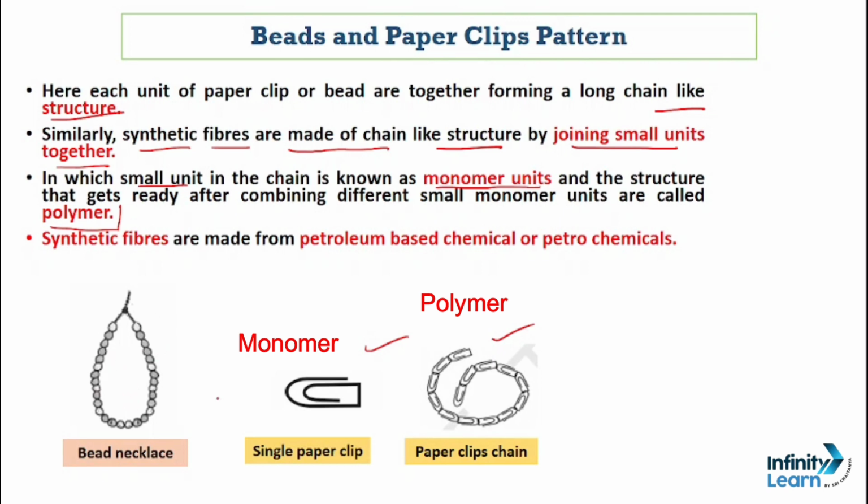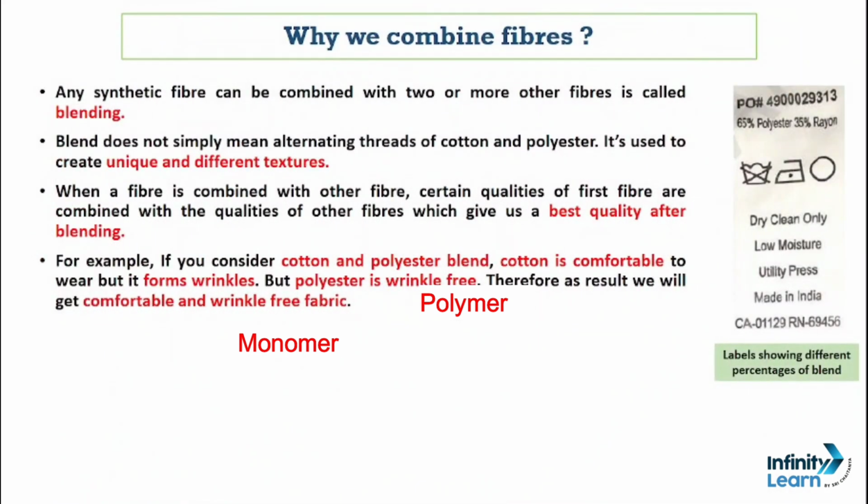As we can see in this figure, the small units are making a big structure by forming a long chain. Like this only in synthetic fibers also, there are many small units that are known as monomer units that will form a long chain, and the structure that we get at the end is known as polymer. Now, synthetic fibers are mainly made from petroleum based chemicals, or you can say petrochemicals, and we have already discussed about the types of synthetic fibers. Okay, so let's move ahead to our next topic.